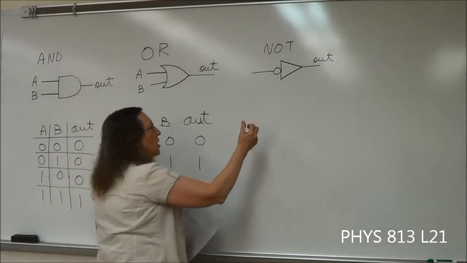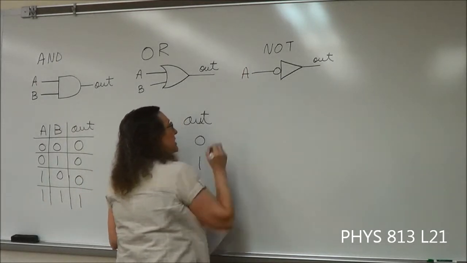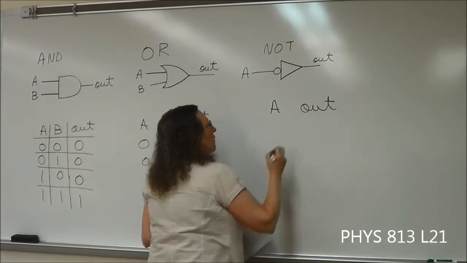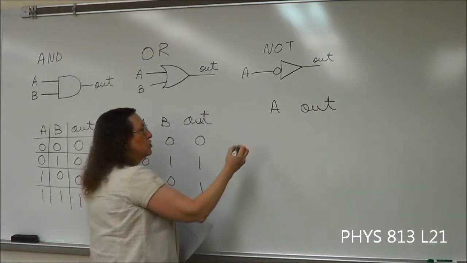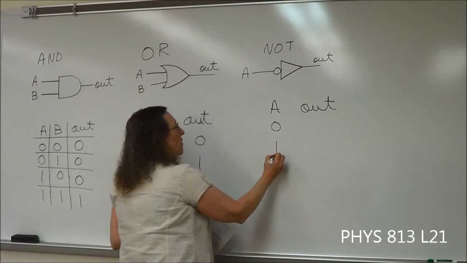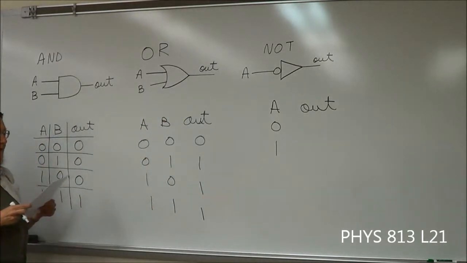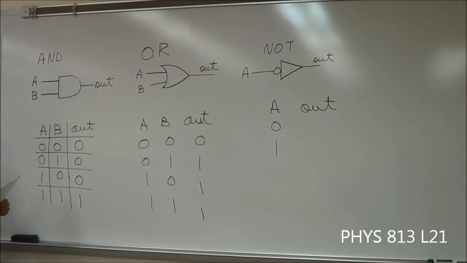Okay? So here we only call this an A. So we have A and out. Well, there are only 2 choices. A can be 0 or A can be 1. And the rule is that, I just wrote it. If A is 1, the output is 0. If A is 0, the output is 1.